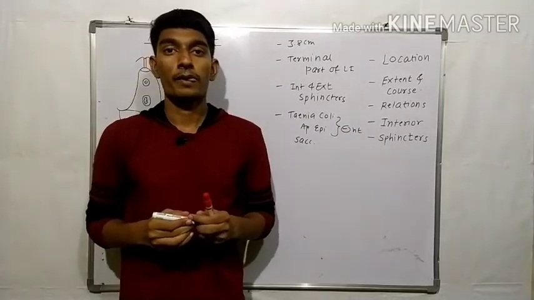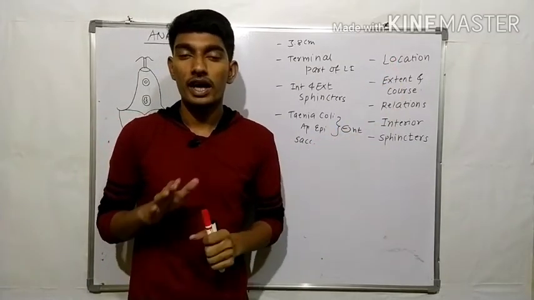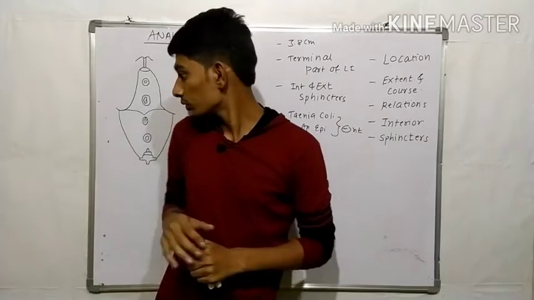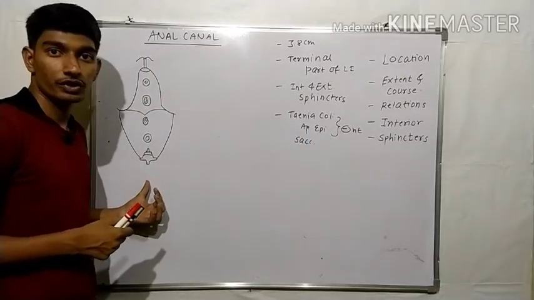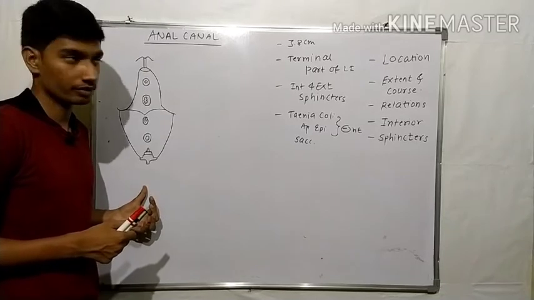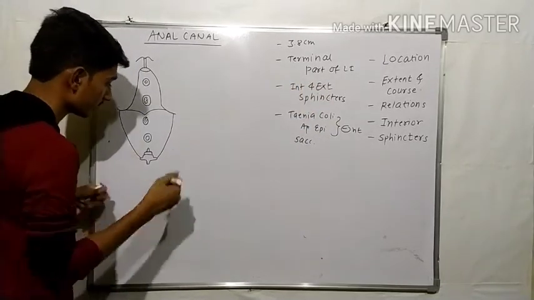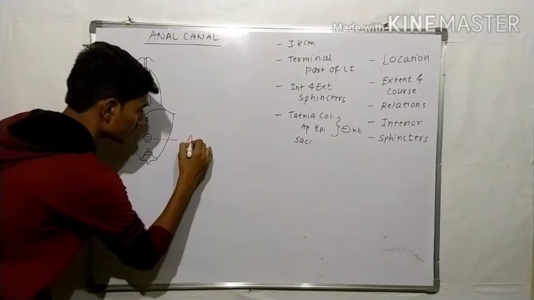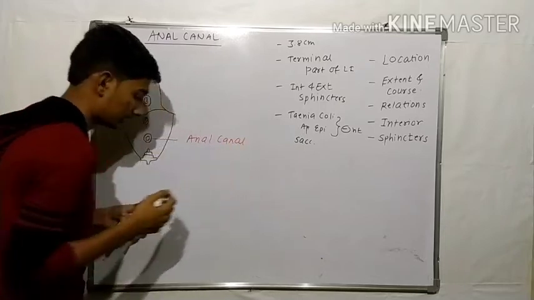Now, coming to the location of the anal canal. This diagram is a surface view of the ischiorectal fossa and perineal membranes. This structure is known as the anal canal.